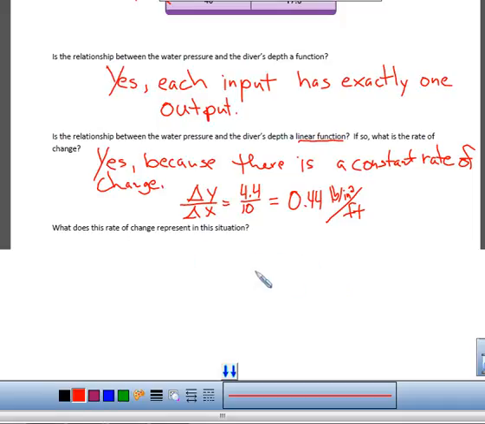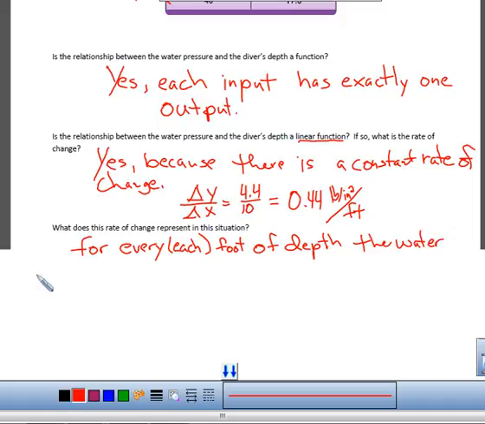So what does this rate of change represent in this situation? For each foot of depth, the water pressure increases 0.44 pounds per square inch.